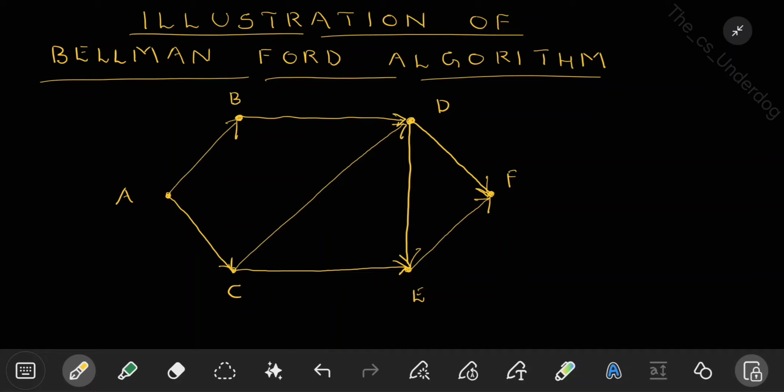Next thing is, you have to put weights on each of these edges. AB, let this be 1. Let AC be 2. This be 4. We'll have a negative weight edge as well. Let this be minus 2.